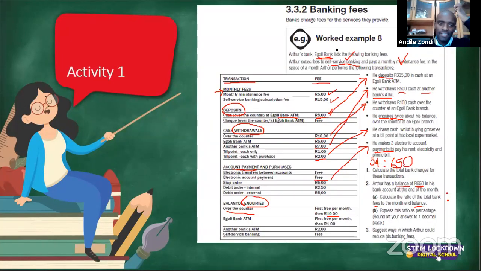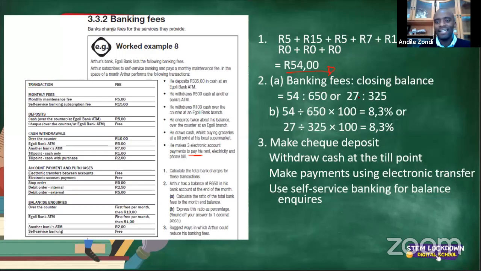I can see two chats. Jacqueline says 9:10. Let's see if she's correct. In this case, if you're simplifying that, it will be 27 is to 325.